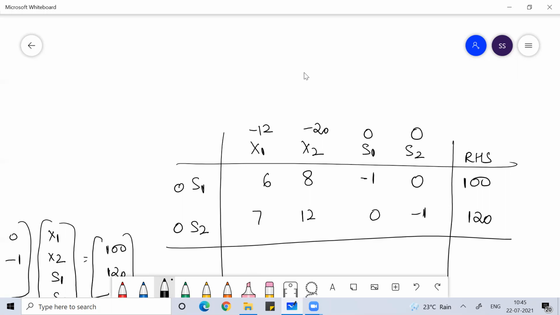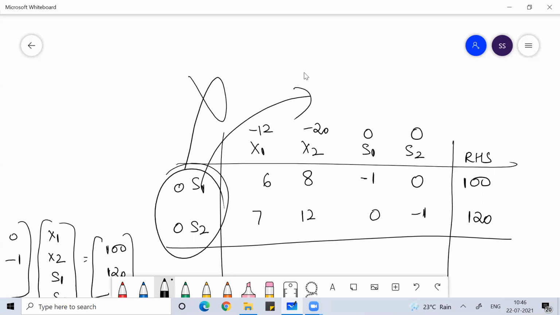Guys, but there's a problem. What is the problem? The problem is that you can never start solving the iteration table with the negative slack variable. We cannot initiate the iteration table with the negative slack variable. In case you try to initiate with the negative slack variable, then you will get a non-feasible solution. Here you got a negative slack variable.